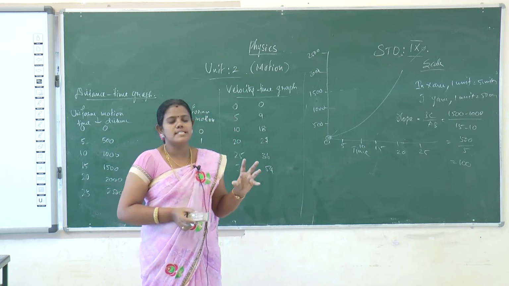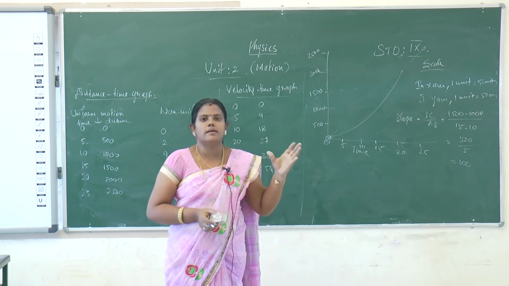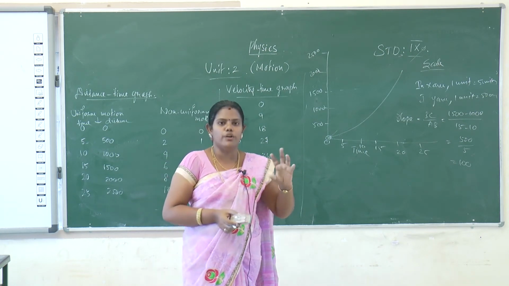So the distance time graph easily explains whether the object is moving in uniform motion or non-uniform motion.